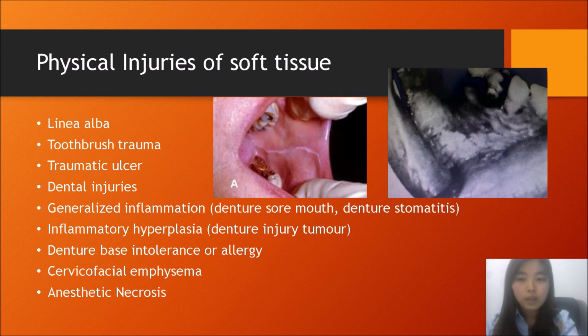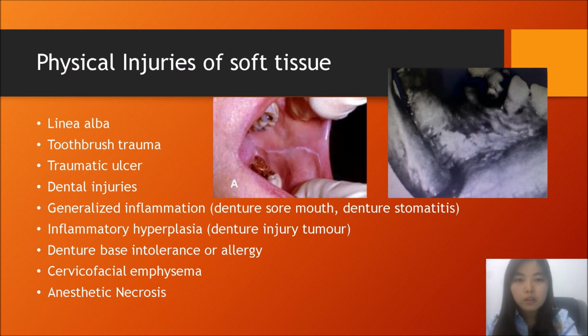And it appears white, red, or ulcerative, usually accompanied by pain and burning sensation. Next is the traumatic ulcer. This is caused by several forms of trauma, for example, by biting the mucosa, denture irritation, toothbrush injury, and the exposure of mucous membrane to the carious region or the sharp teeth.